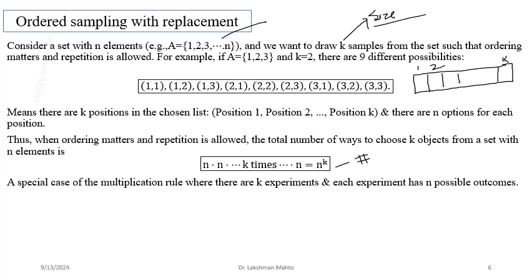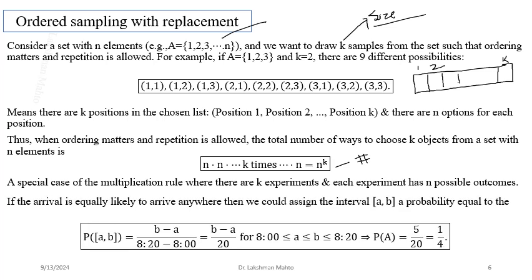So this is a special case of the multiplication rule, where the boxes come in sequence. If you are making a sample of size K, it is not that you will take K minus 1 or K minus 2 elements. You have to take exactly K elements from the set. That is fixed; you can't take fewer or more. So you go with the multiplication rule, a sequential approach: a special case where there are K experiments and each experiment has n possible outcomes.